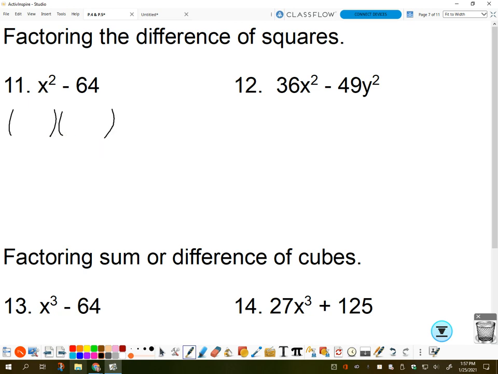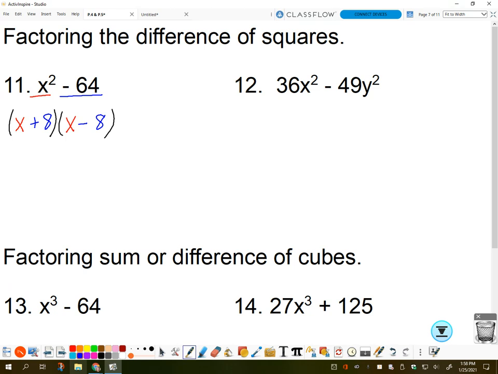You need 2 parentheses. You're going to take the square root of that first term. So x and x gives you x squared. And you're going to take the square root of this back term, and do 1 positive, 1 negative. So 8 times 8 is 64. And that always works because that always gives you conjugates, which means that this negative 8x and positive 8x, those outside-inside terms are always going to be 0 because that always happens with conjugates.